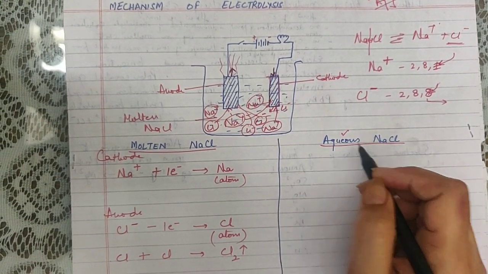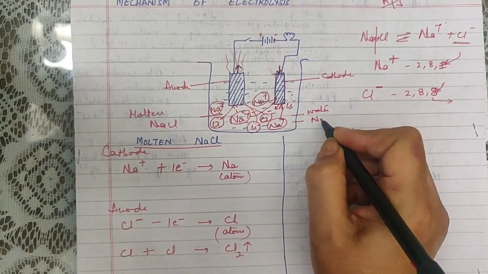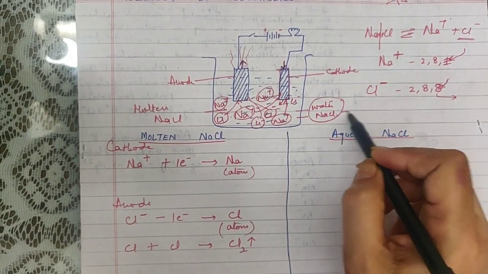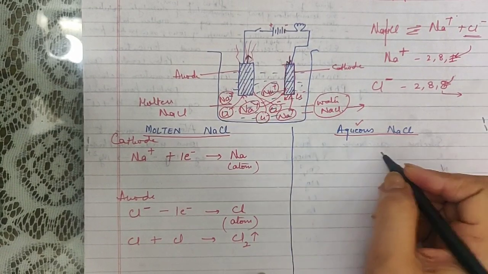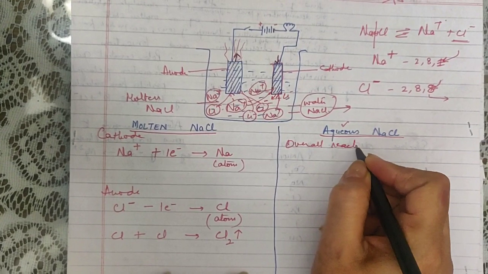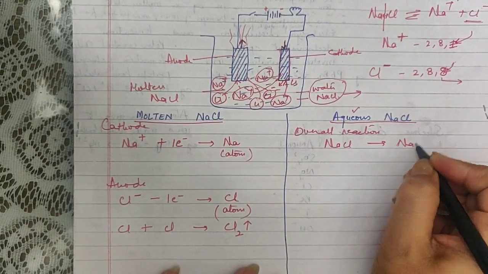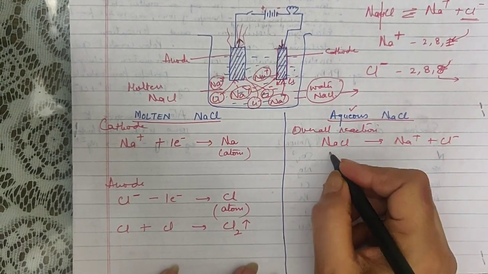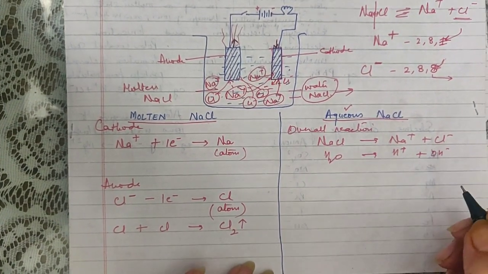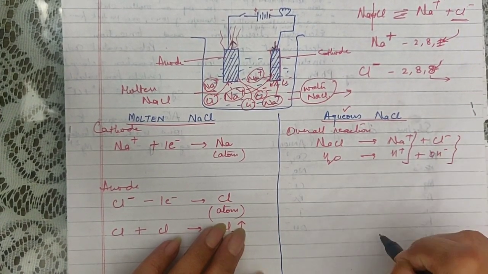Now in this case there are two things in the electrolyte. One is water and another is NaCl. When the current is passed, everything which is present in the electrolyte will be dissociated. So when you are writing the overall reaction, NaCl is dissociating into sodium ion and chloride ion, as well as water is dissociating into H ion and OH ion. Now here we have two positive ions and two negative ions.